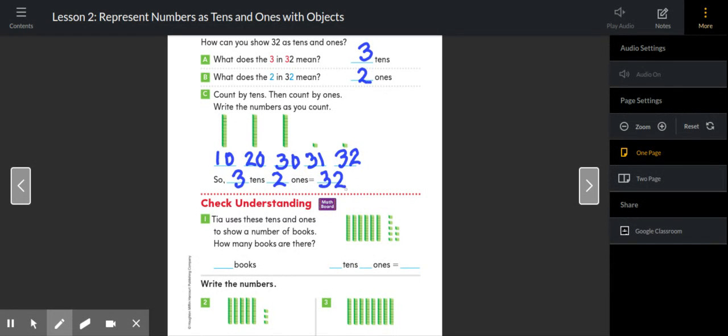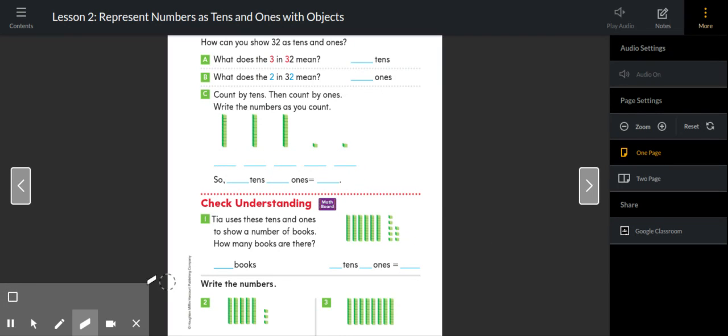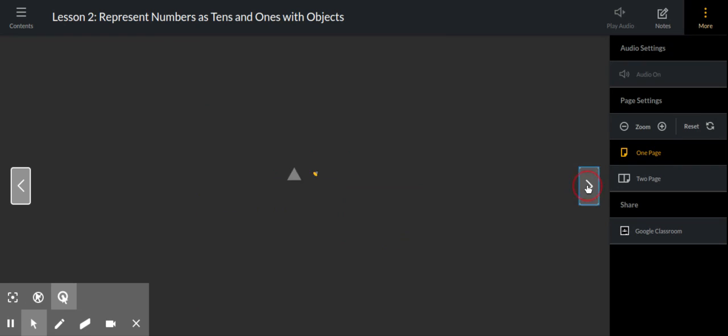Check for understanding. I'm going to have you do these 3 problems on your own. The only one that's a tiny bit tricky is this one down here. You'll have to think about that. There are 0 ones, but I know you can do it. Give that a try. Let's go on to the last page for today.